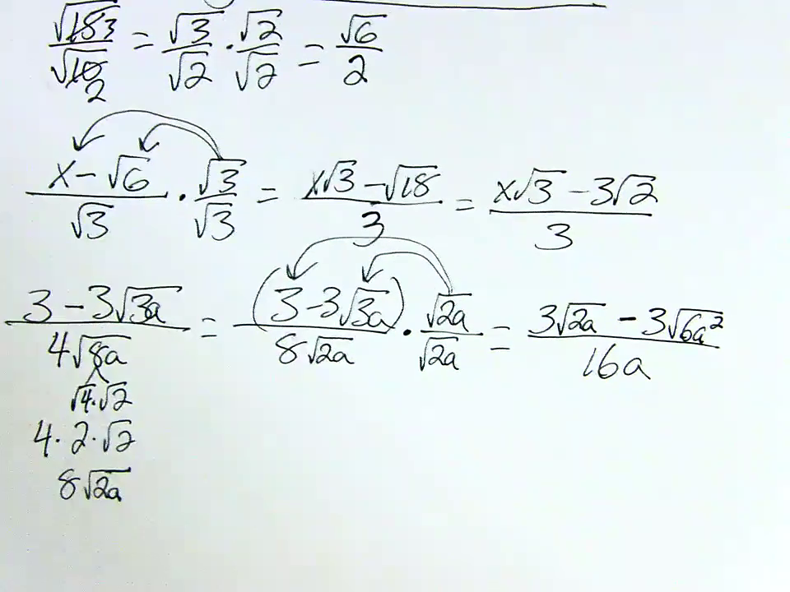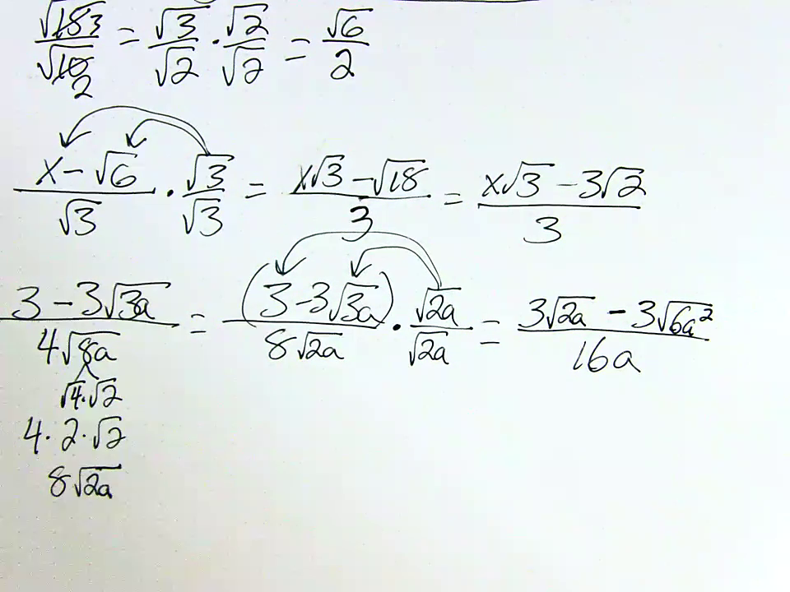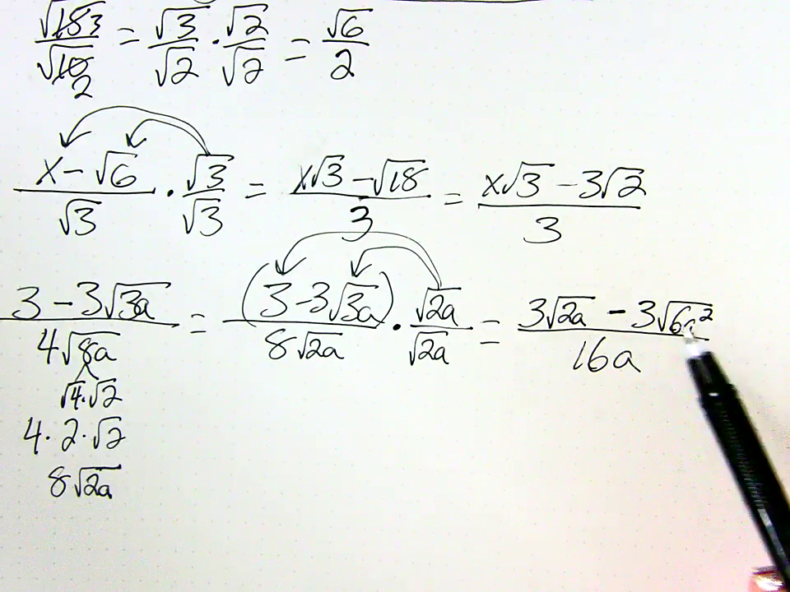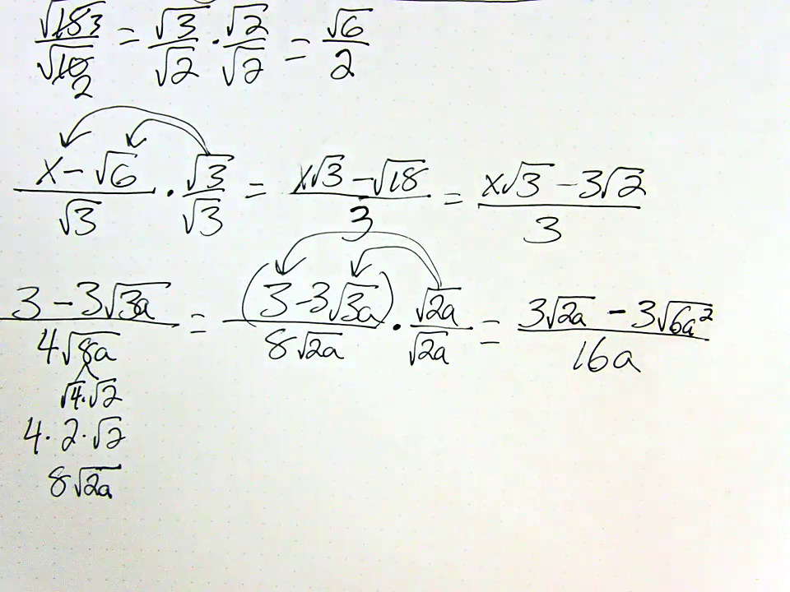Am I done? That's my question to you now. So you're done if there are no like radicals that you can combine, you don't have a square root in the denominator, and every radical that you do have is fully simplified. So I don't have a square root in the denominator, that's good. I don't have like radicals, so I can't combine those two.